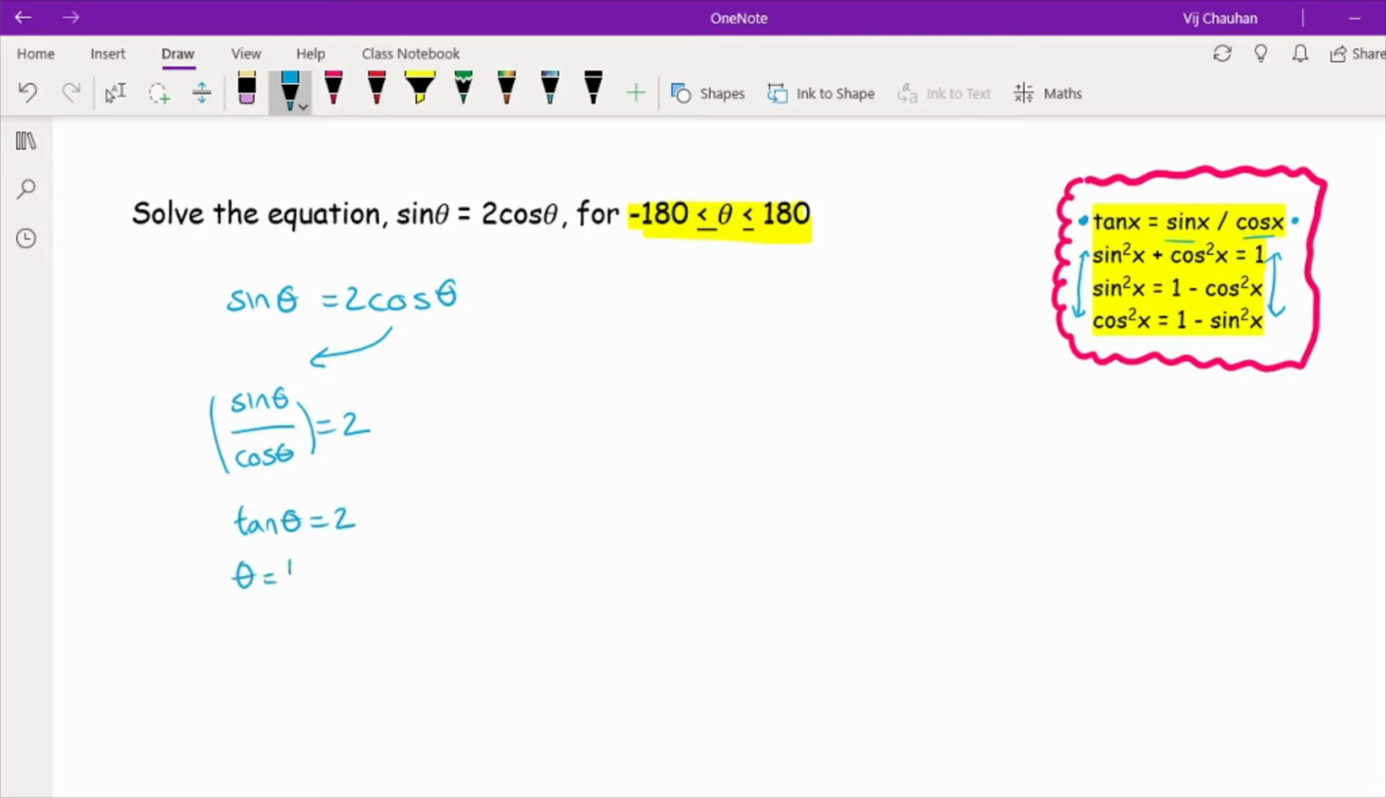So theta then becomes the inverse tan of 2. If I type that into my calculator, I get my first angle of 63.4 degrees. If I then use the tan graph or use CAST, I can find the other angles within the given range of minus 180 to 180, in which my other angle is going to be minus 116.6 degrees. And there is my final answer. So moving on to our second example.